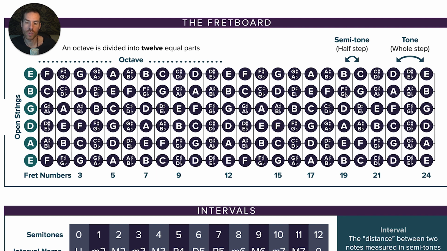Is it F sharp or G flat? We started on A, B, C, D, E, F. F is the 6th letter, so the answer is F sharp.